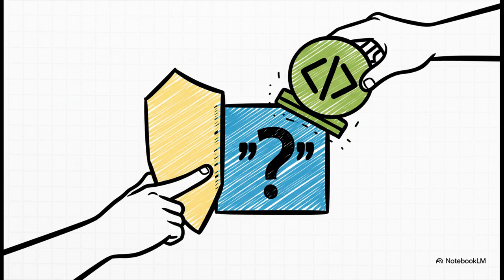The answer is a tool called typecasting. This is where you, the developer, step in and take charge. By putting <string> right before the variable, you are telling the compiler, listen, I know more than you right now. I am absolutely positive this is a string, so just trust me. It's a way to override the compiler's safety check, but you have to be sure you're right. And just like that, the error is gone.